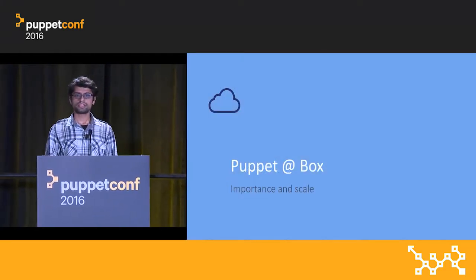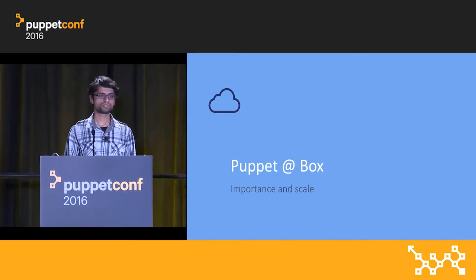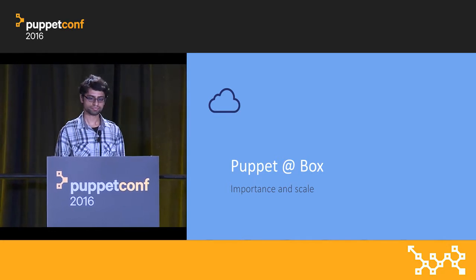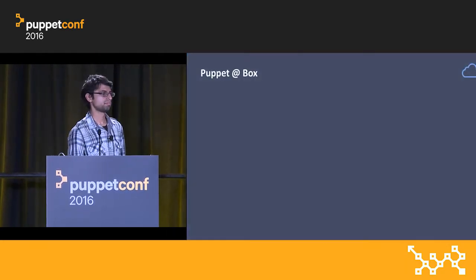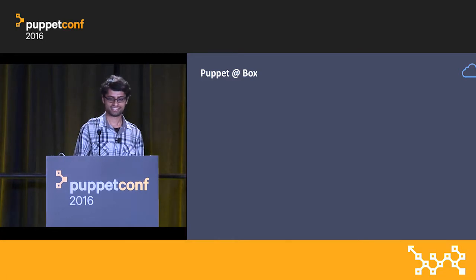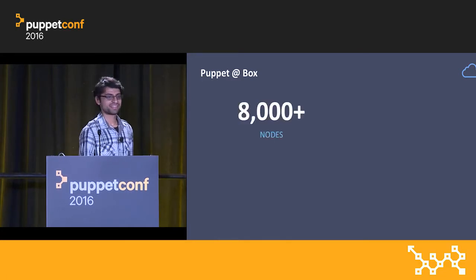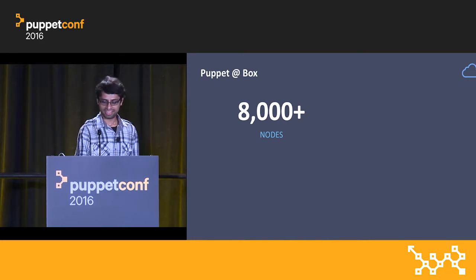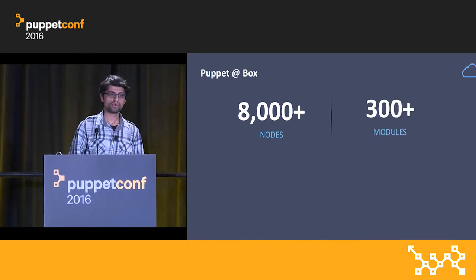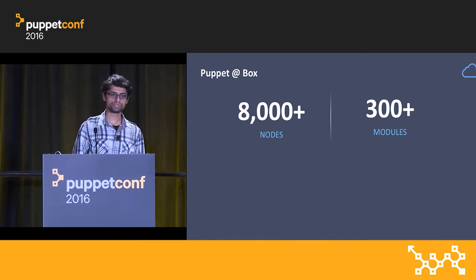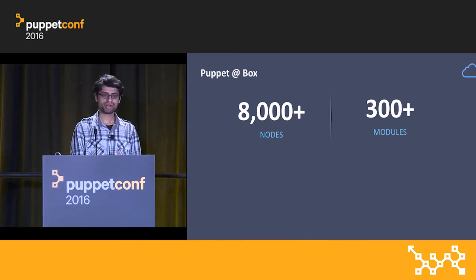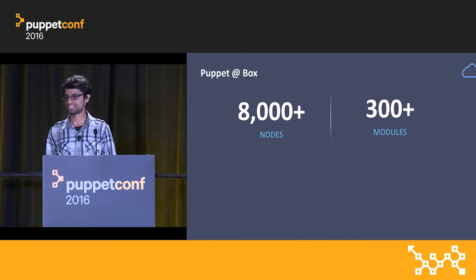So Puppet is heavily used at Box. It is used to manage and configure almost all of our production servers. I will share some numbers that will highlight its vastness. First, we have more than 8,000 agent nodes that are managed with Puppet. In addition to that, we have more than 300 individual modules that are managed with Puppet. So these are not your like Forge-esque proper component modules. Often, these are modules interdependent on many other modules and very spaghettified.